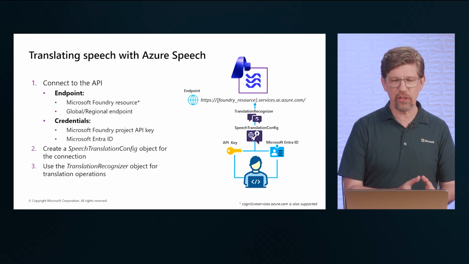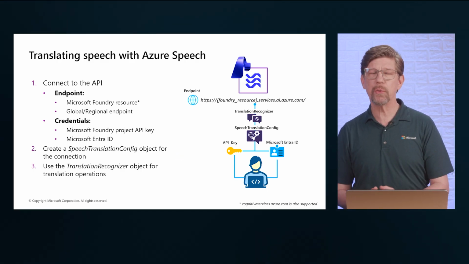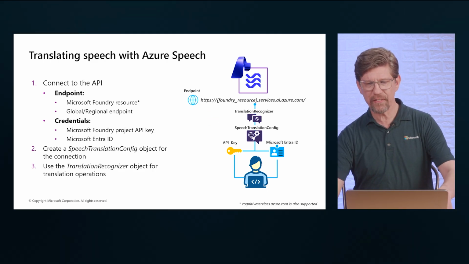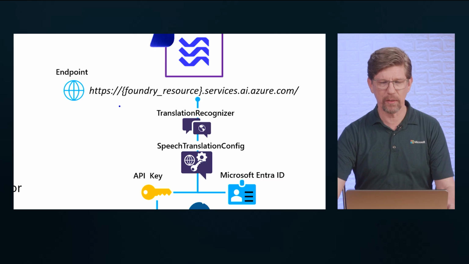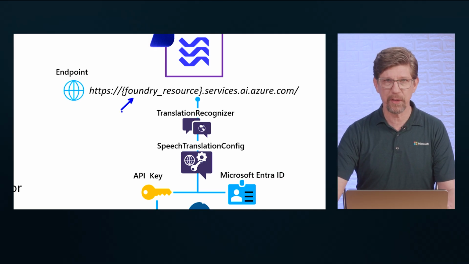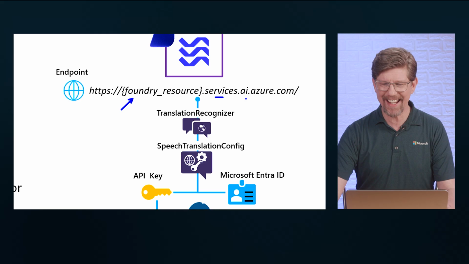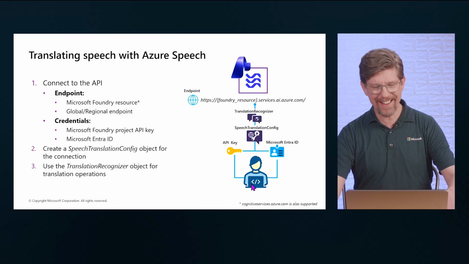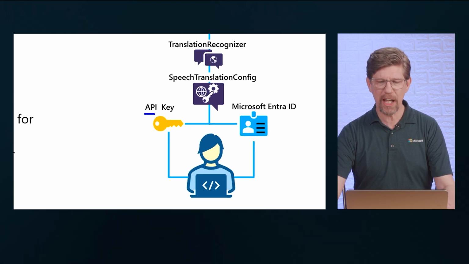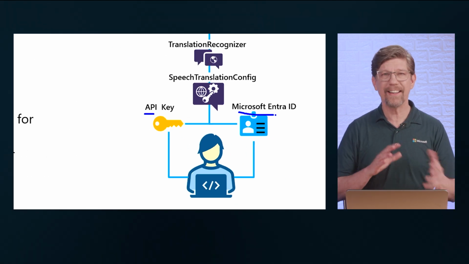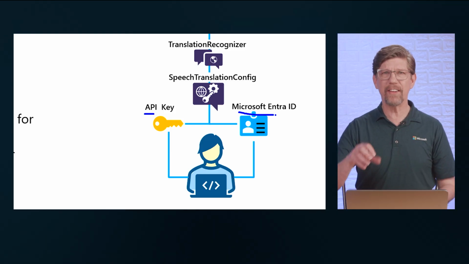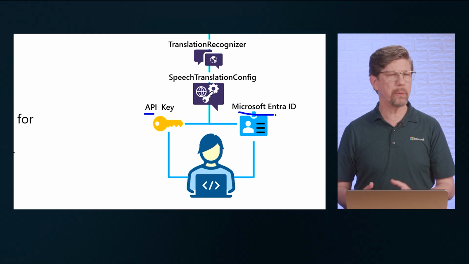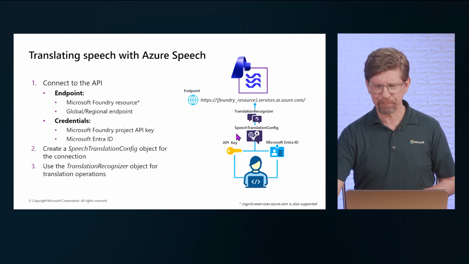Now, if we were translating speech, we're going to go back to what we saw in our earlier session. Translating speech, we're going to have a different endpoint here. Notice we're calling out to our Foundry resource and services.ai.azure.com. So a change of the endpoint, but we are not changing what we allow in there: API key or Microsoft Entra ID. Either one of those will work. In the earlier example, we said token. It's the same thing, just some sort of mechanism to grab a token.